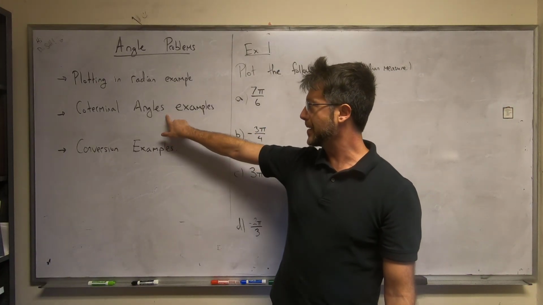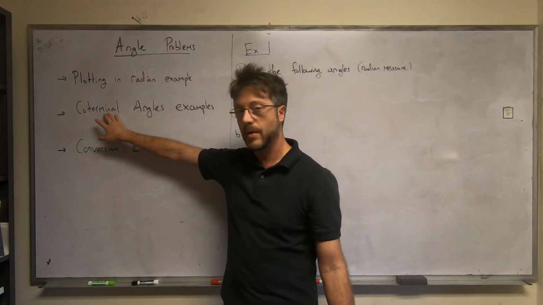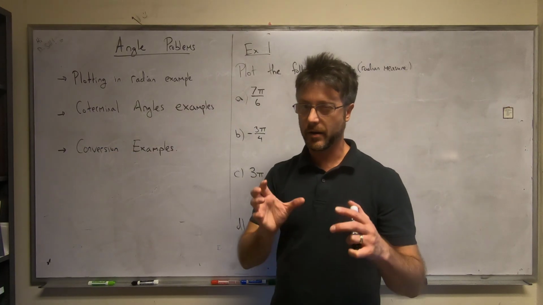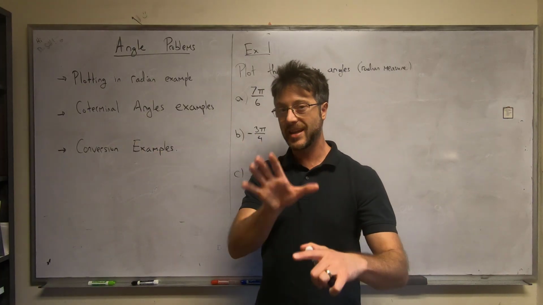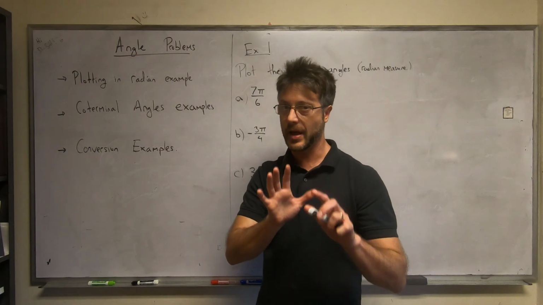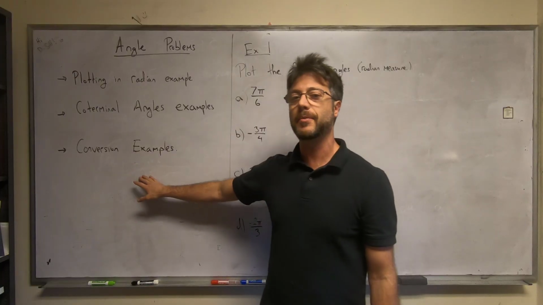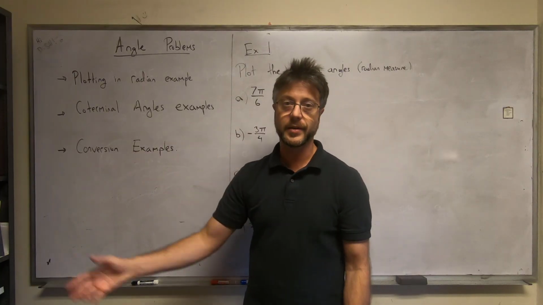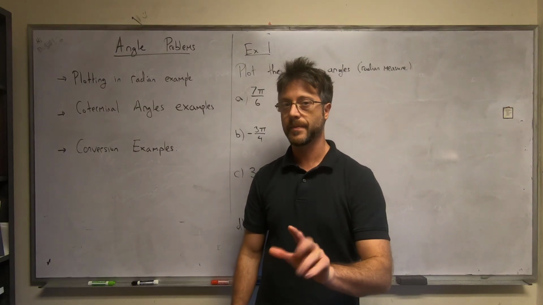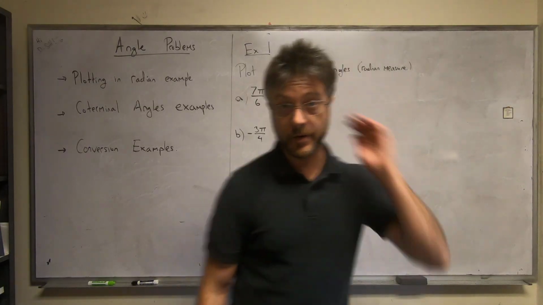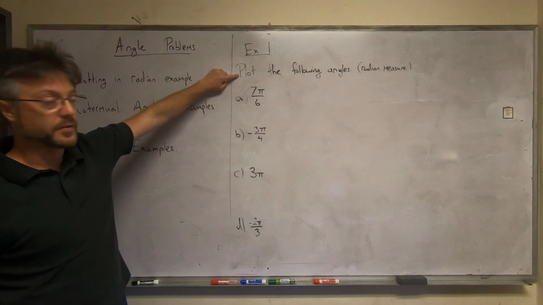And then we're going to do some examples involving coterminal angles. That is to say, two angles that are different in their numerical size, but they correspond to the same geometric image after rotation has been completed. And finally, we're going to go into some conversion examples. That is, if you have an angle in degrees, you should know how to convert it into radians and vice versa. Okay, so then without further ado, our first problem up on the board is as follows.